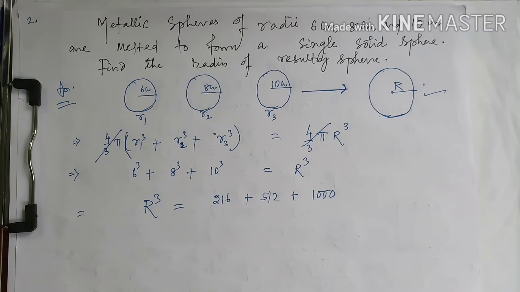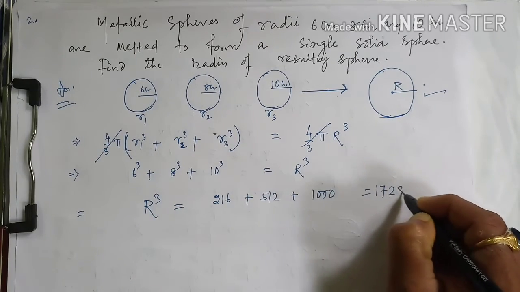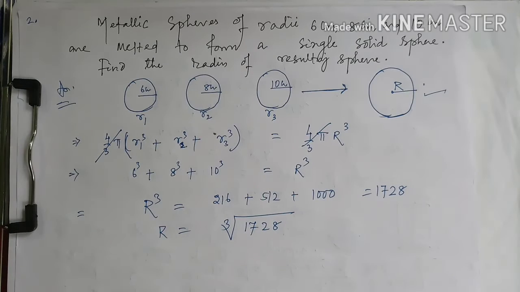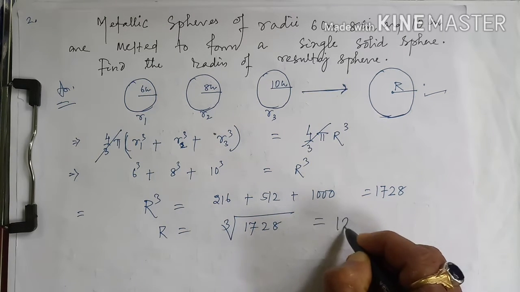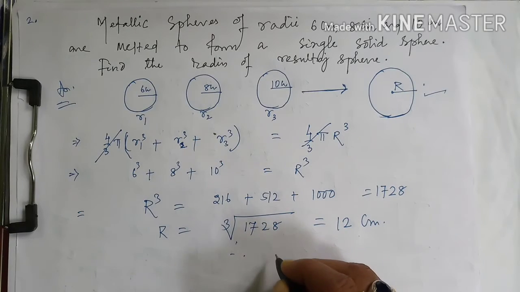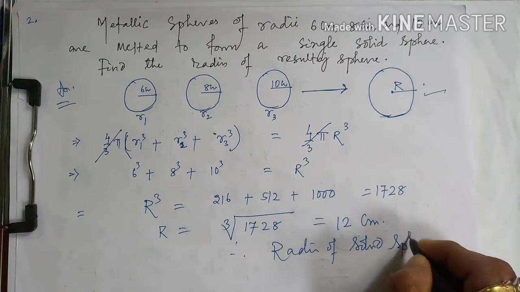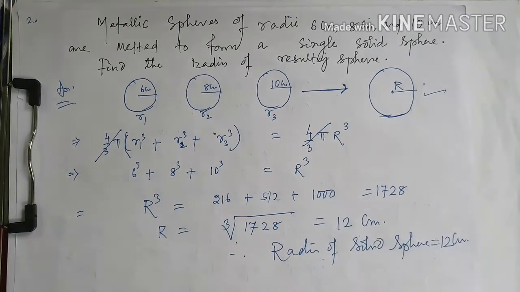These are the cubes of the particular numbers. 216 plus 512 plus 1000 is equal to 1728, and R will be the cube root of 1728, that is 12 centimeter. Therefore, the radius of the big solid sphere is 12 centimeter.